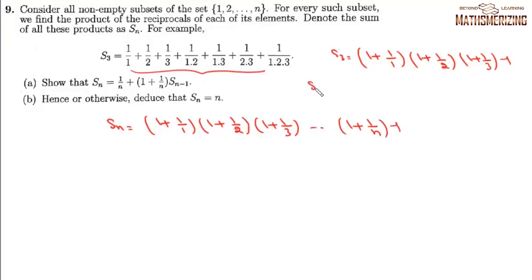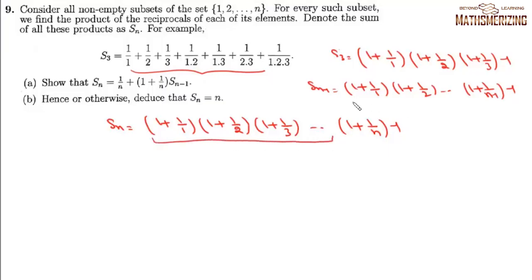Now we can also write Sn minus 1 as 1 plus 1 upon 1, 1 plus 1 by 2 up to 1 plus 1 by n minus 1, minus 1. Now if in this product we consider all these terms up to 1 plus 1 by n minus 1, then it will be equal to Sn minus 1 plus 1. So we can write this Sn as Sn minus 1 plus 1 into 1 plus 1 by n, minus 1.